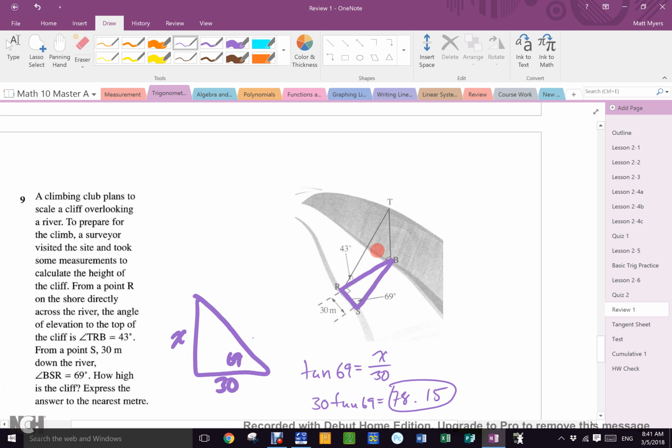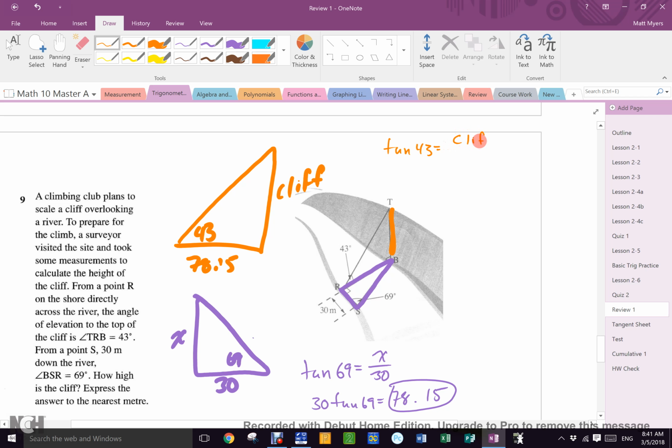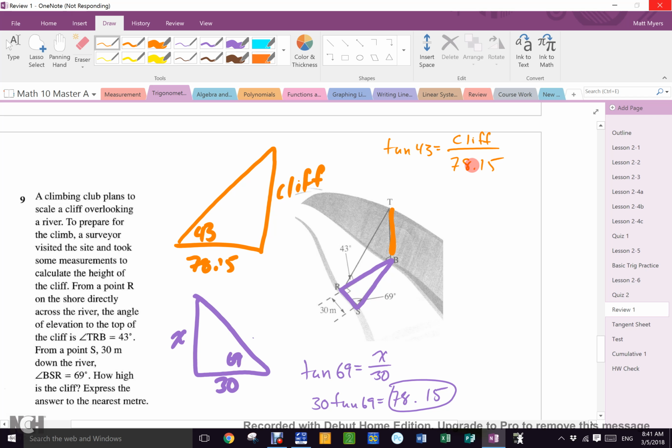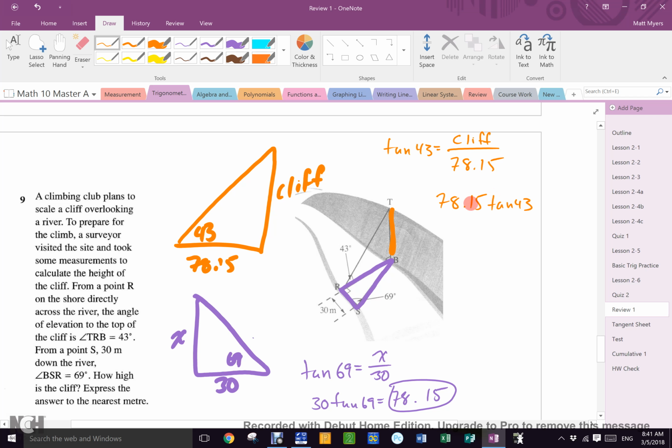Okay. So now I know in this orange triangle, this is the cliff, right here. And I know this is 43, and I now know this to be 78.15, right? So now, again, opposite over adjacent, tan 43 equals opposite, which is the cliff, over 78.15. Since the number's on the bottom, it's multiply. So I'm going to have 78.15 times tan 43. And you get 72.88, actually.